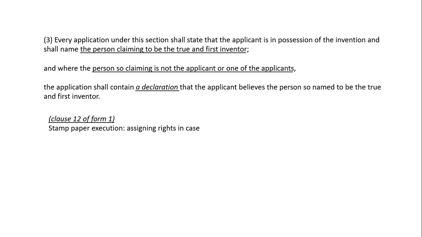अगर एप्लीकेंट एंड इन्वेंटर सेम है तो उनको सिर्फ फॉर्म 1 फाइल करना पड़ेगा और वो काम हो जाएगा. इफ बोथ आर द डिफरेंट पर्सन, देन स्टैम्प पेपर पे एग्जीक्यूशन होगा कि इन्वेंटर जो है, ट्रू एंड फर्स्ट इन्वेंटर है, वो उनके राइट्स असाइन कर रहा है एप्लीकेंट को. राइट? आई होप दिस इज क्लियर. And the declaration is in the stamp paper of the particular state.